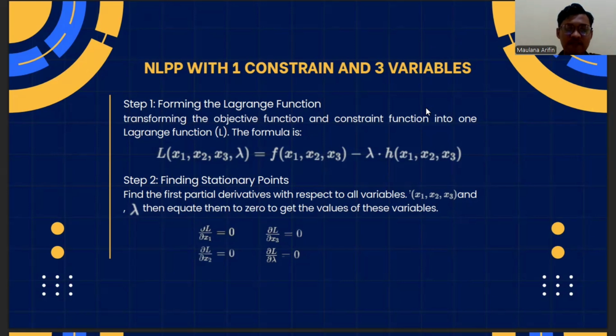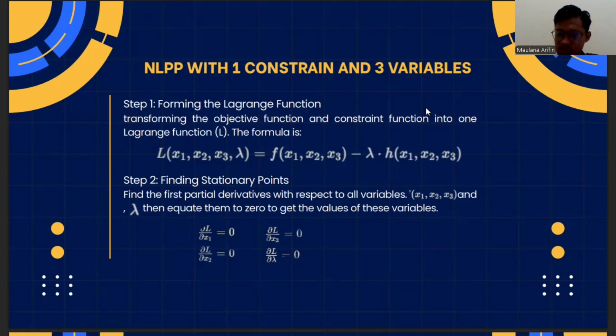Next, step 2 is finding stationary points. Find the first partial derivative with respect to all variables, that is x1, x2, x3, and lambda. Then equate them to 0 to get the value of these variables. For example, dou L over dou x1 is equal to 0, dou L over dou x2 equals 0, dou L over dou x3 equals 0, and dou L over dou lambda equals 0.